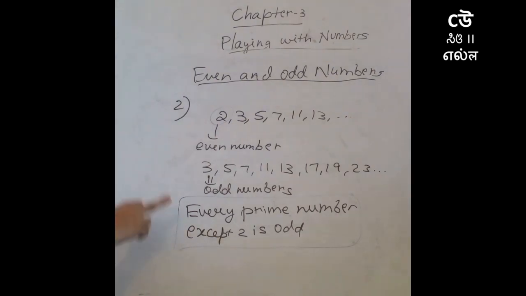Next, what did we see? We saw that every prime number except 2 is odd. Without 2, you can tell that all the prime numbers that we have are odd numbers. Okay. Understood, children? Think logically and see whether this statement is correct or not. Yes, it's correct, right? Because only 2 is the even number, of course, we have. So, we can tell that other numbers are odd numbers. So, every prime number except 2 is odd.